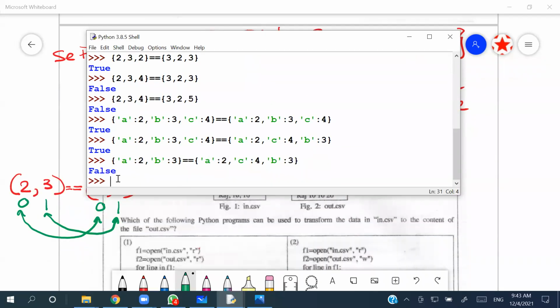So this is going to give you false. This has only two items. This has three items. So it's going to give us false. Yeah, is this clear, everyone? All right.